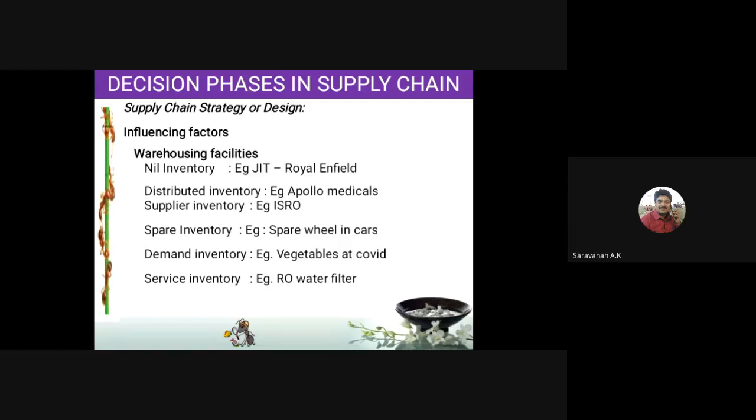Next is the demand inventory, vegetables at the time of COVID. Suppose the lockdown is announced, what we are doing is storing the vegetables in our fridge. So this is the decision taken by us based on the demand for the warehouse facility. Even the fridge is a warehouse for our houses.